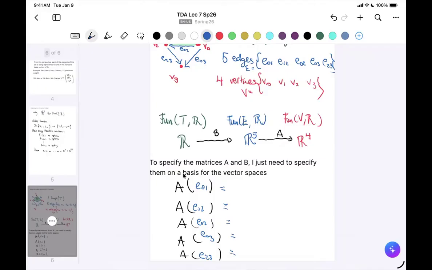And this is why this is a useful notation, because the matrix takes the basis vectors and has to produce something in R4. But what is something in R4? It's a linear combination of the basis of R4, and the basis of R4 are the vertices. So you're allowed to map them to linear combinations of vertices. For example, what should A map E0, 1, 2? It will map it just to the endpoints of that edge. So it will map it to vertex 1 minus vertex 0.